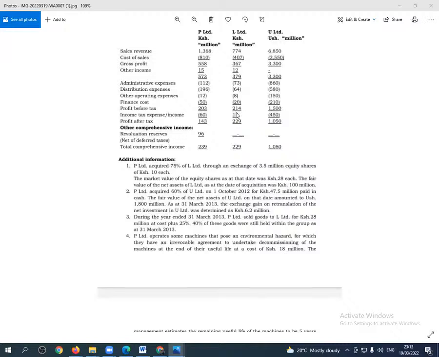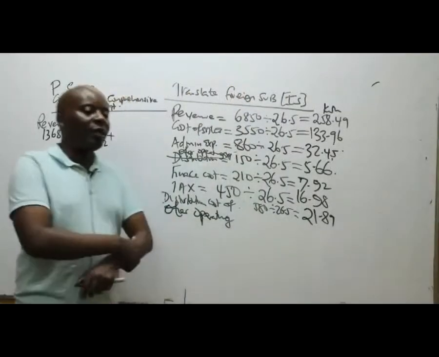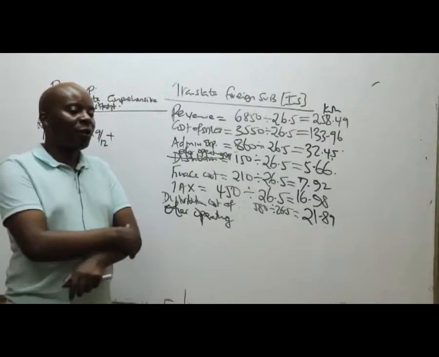So in this case, times 9 over 12. We have 774 times 9 over 12, plus we also have another subsidiary. I know it was my subsidiary for how many months? For 6 months. So I should take what times what? Their subsidiary is in Uganda. So for Uganda, I need to take what times what?